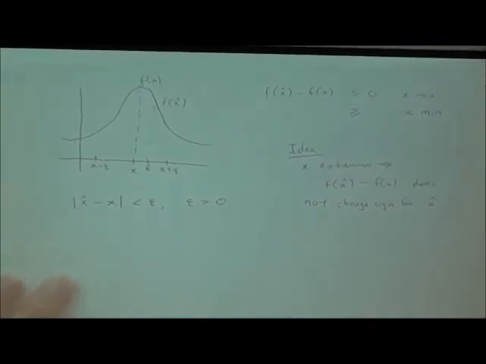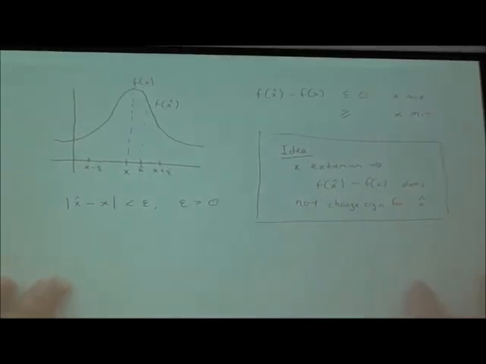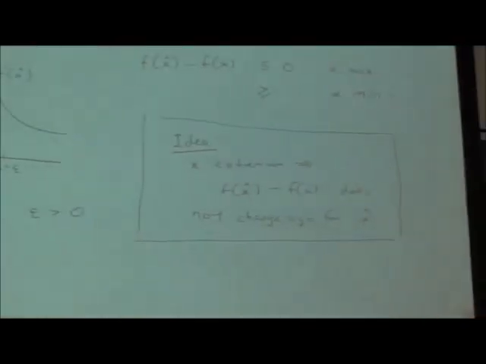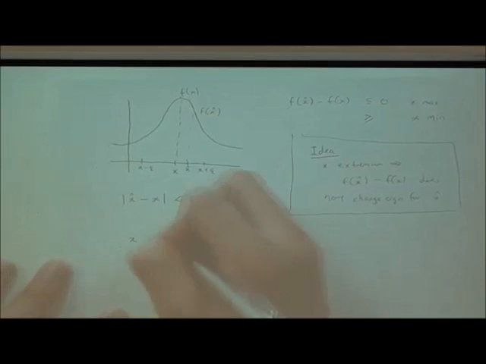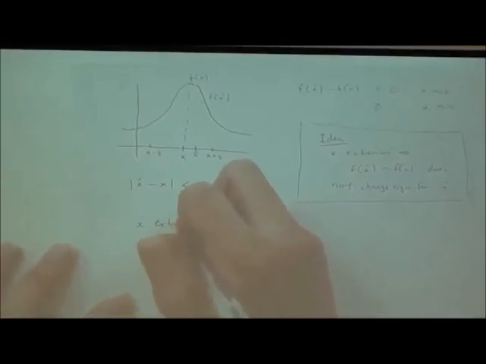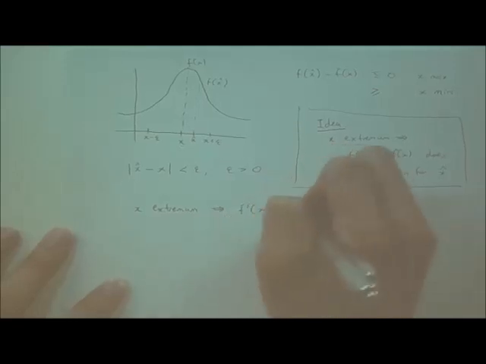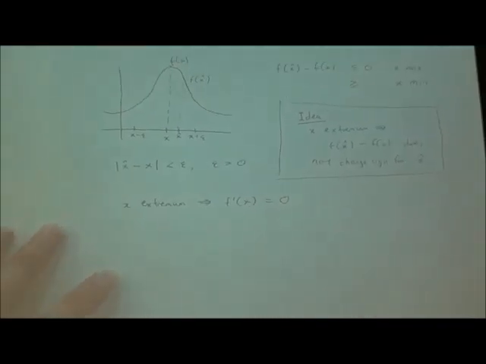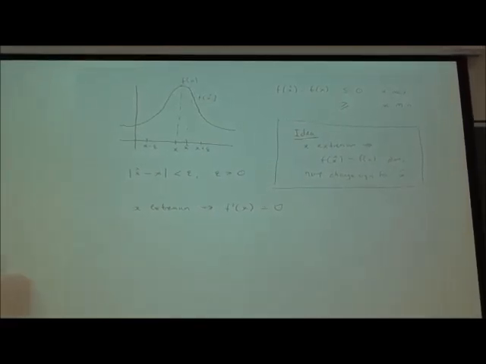So now we have an idea of what an extremum is, but the question is, how do we actually find these extrema? And we know for functions of one variable here, if x is an extremum, then the derivative at x is equal to 0. There's many ways to prove this, but we'll prove it using Taylor series because this will come in useful when we move to functionals later.